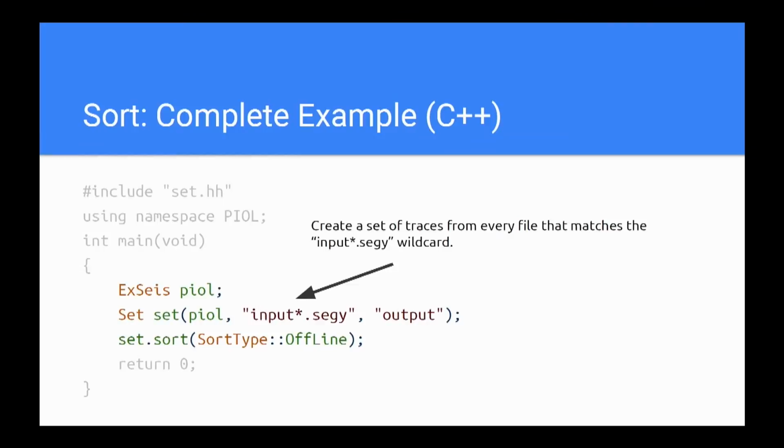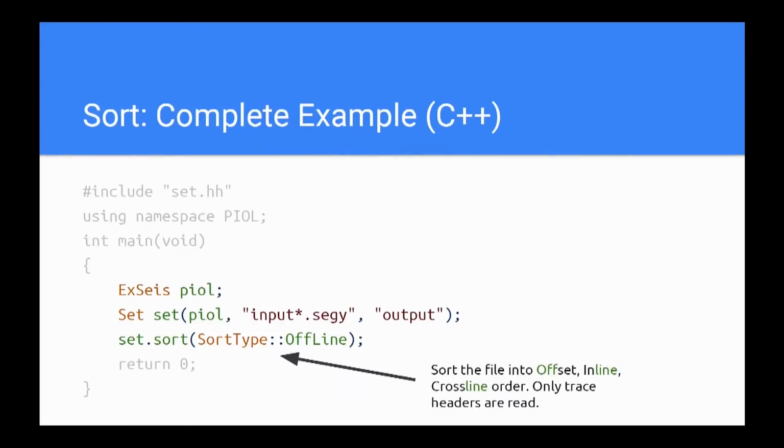Then we have a set layer call here, which is creating an object of a set where any input SEG-Y file that matches this wildcard will be loaded in, and the output will be output to this file when the object is destructed. So there'll be an implicit output.